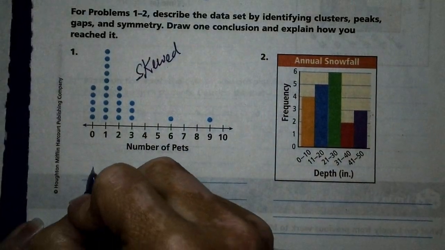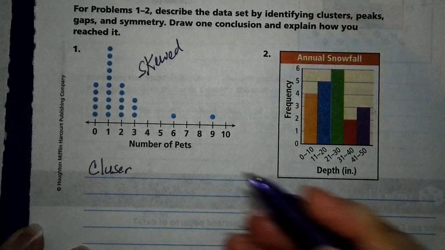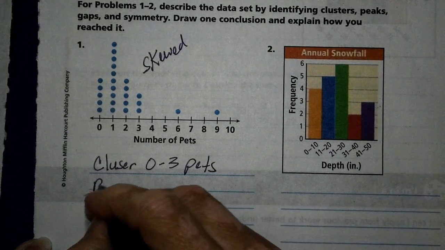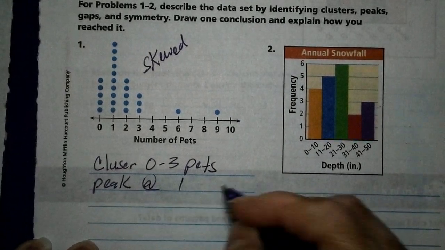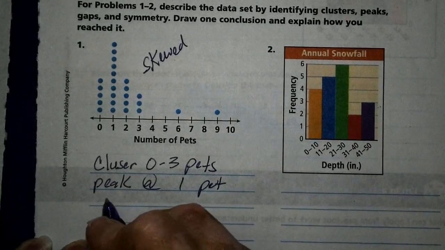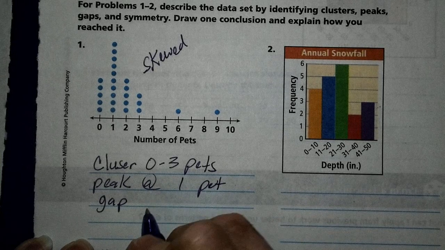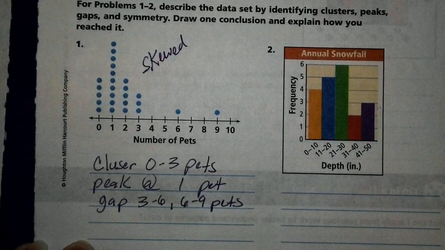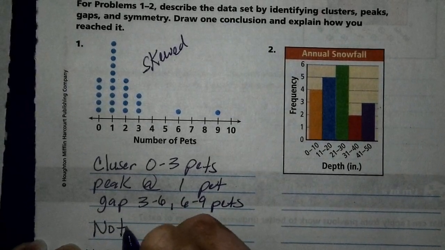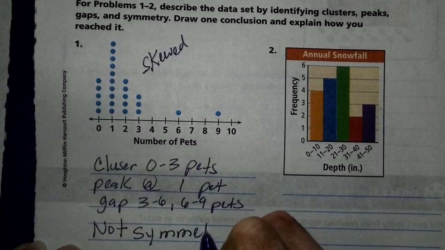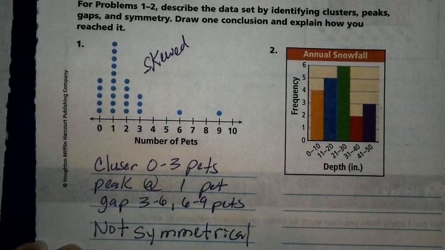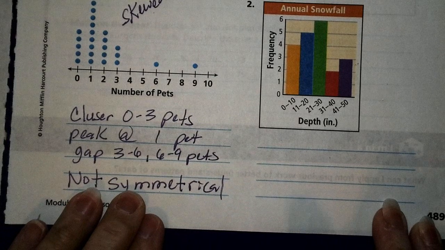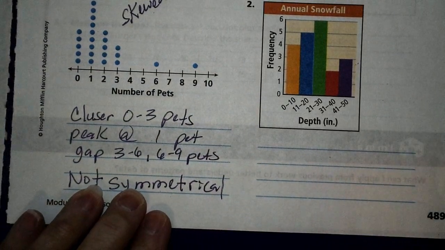All right, so we're going to talk about the cluster. We know there's a cluster between 0 and 3 pets. We know that it peaks at 1 pet. We know that there is a gap between 3 and 6 and 6 and 9 pets. And we know that it is not symmetrical. Okay, oh, can't see that. Sorry about that. All right, and then the second one, well, we've already had that discussion, that it is more symmetrical.